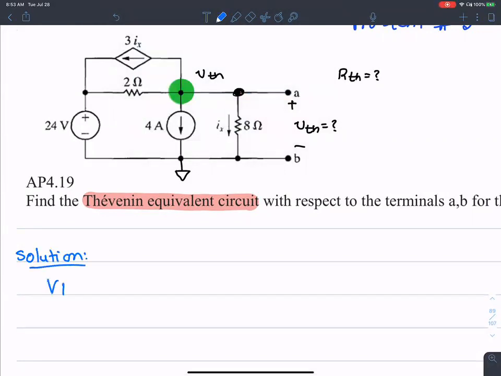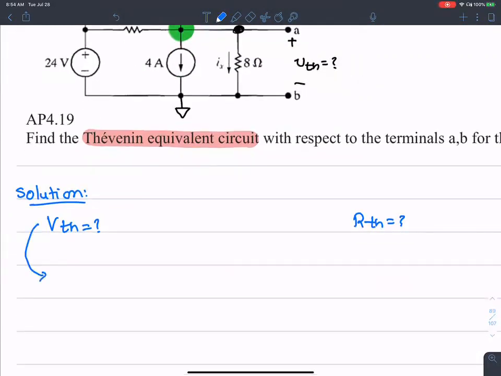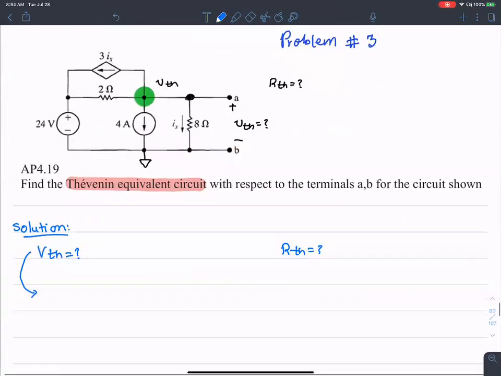We are interested in finding V Thevenin and R Thevenin. In order to find V Thevenin, let's start by writing KCL at a node. I don't want to call this V Thevenin. I'll call this node 1, just so it's crystal clear as to what I'm talking about.